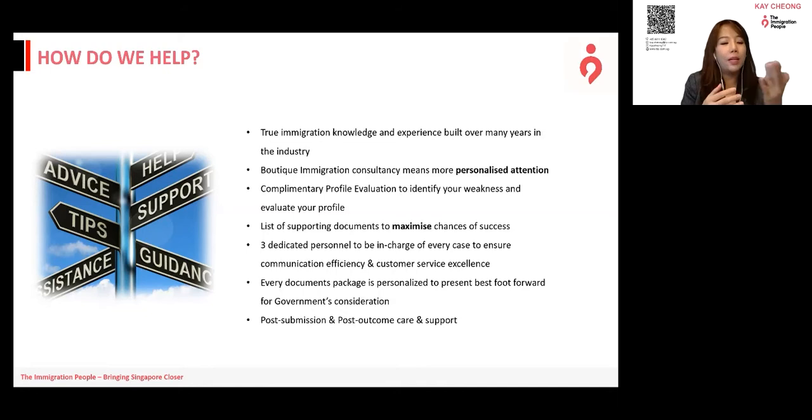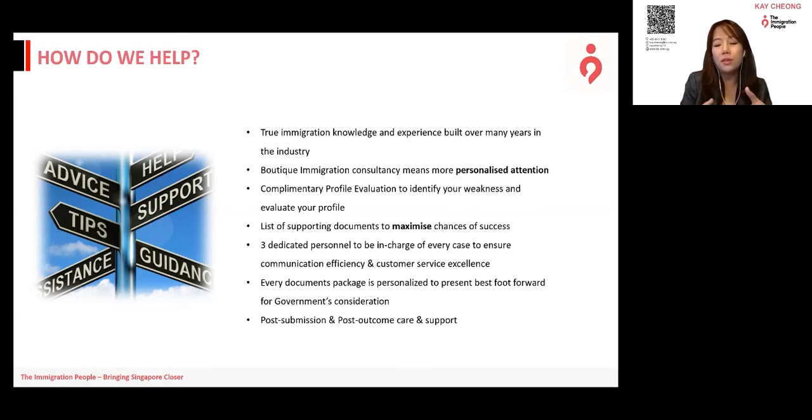People who apply themselves submit minimum documents. We have another list of supporting documents. All this will help you to increase your chances, because ICA knows more about you. They know your achievements. They know your motivation to apply for PR. We have 3 dedicated personnel in charge of every case to ensure that communication is efficient and customer service excellent. So you do not have to worry, unlike in a lot of other companies, competitors.